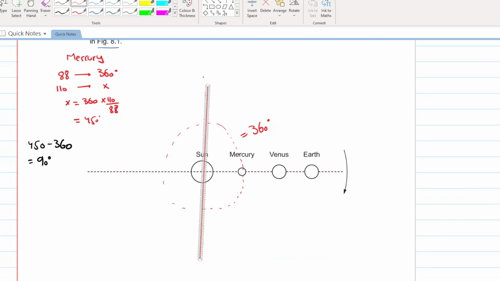How will Mercury look if we are at a rotation of 90 degrees from the Sun? One second. If Mercury rotates 90 degrees from the Sun, it will look something like this. This is your Mercury. And it is also advisable to make this line dotted.